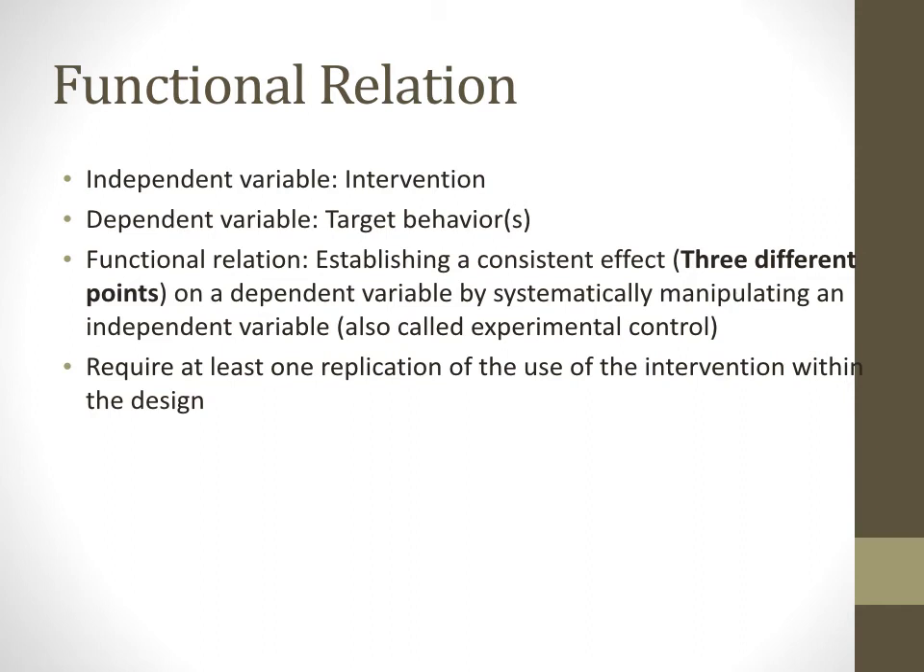Functional relation is established when you see a consistent effect on a dependent variable, which is your target behavior, by systematically manipulating an intervention, like independent variable. So when you introduce the intervention, if the behavior goes up or down, that means an experimental control is observed. If you see more than 3 experimental controls, then we say functional relation is established.